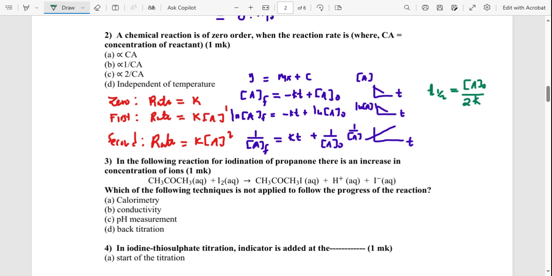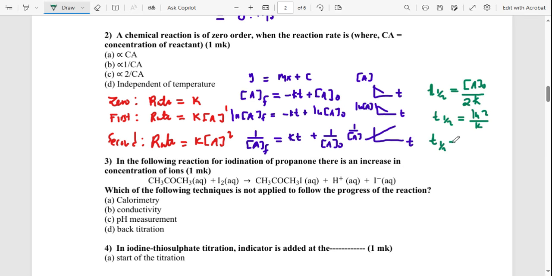When it comes to a first order, the half-life is equal to natural log of 2 over k. Sometimes you just see 0.693 over k, because natural log of 2 is 0.693. So that tells you that for a first order reaction, the half-life doesn't depend on the concentration of the reactant.